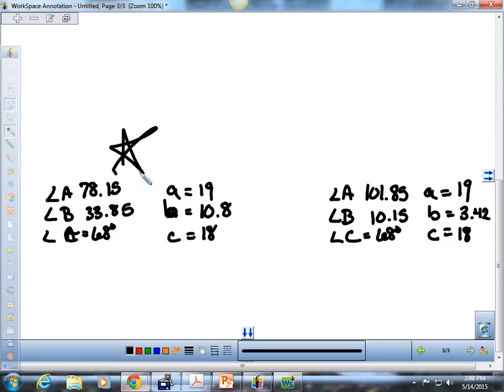That one's good. How about over here? Largest side opposite largest angle? Smallest side opposite smallest angle? Does the sum of any two sides add up to more than the third? Yes. Both of these are going to work for us. We're solving both of them down through.